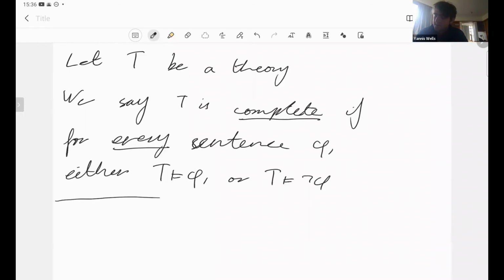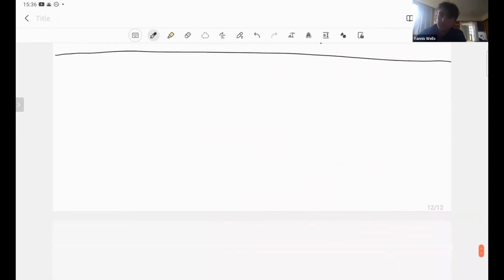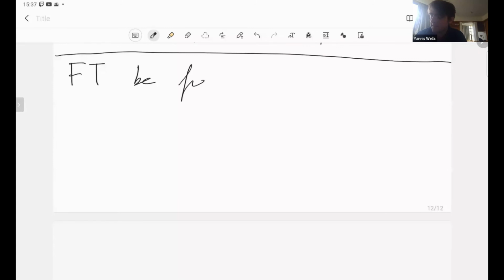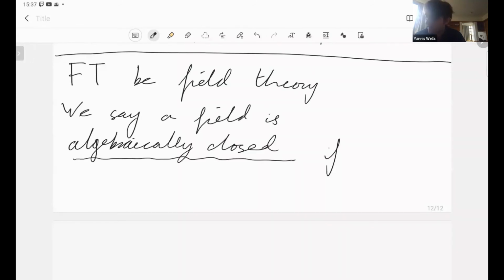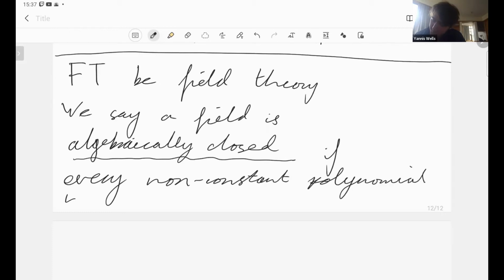For the rest of this, I don't know quite how long this takes, we're going to look at a particular collection of theories. And this is going to be to do with some field theory. So we're going to just let Ft be field theory. Now, we say a field is algebraically closed if every non-constant polynomial has a root.